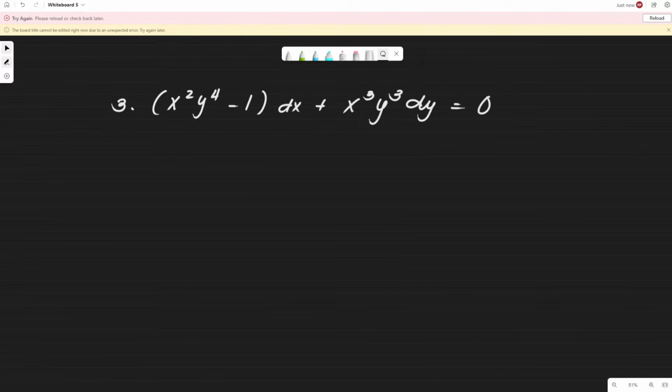Ayan, so, for number 3, no, so we have the quantity of x squared y to the 4th minus 1 dx plus x cubed y cubed dy is equal to 0, no? So, kung mapapansin natin, hindi pa siya naka-standard form. So, we need to transform this one. Now, baka mamaya magkaroon kayo ng hard time on how to select if it is Bernoulli in x or Bernoulli in y. Okay, kasi dito, definitely walang stand-alone dito.